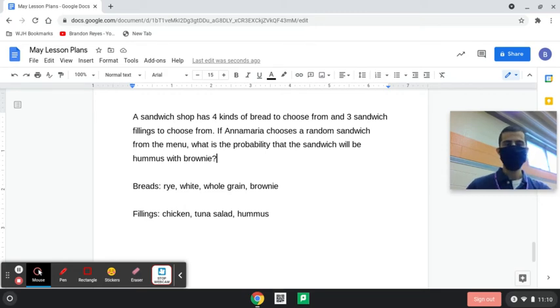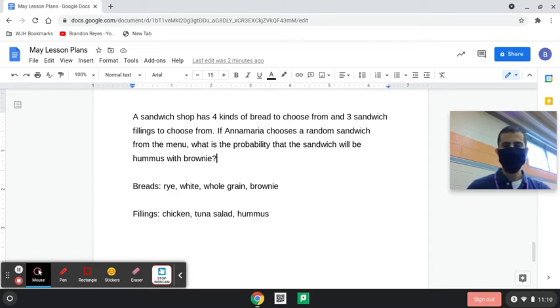So, a sandwich shop has four kinds of bread to choose from and three sandwich fillings to choose from. If Anna Marie chooses a random sandwich from the menu, what is the probability that the sandwich will be hummus with brownie, which is gross? So we had the four breads from our video the other day: rye, white, whole grain, and brownie. And the fillings are chicken, tuna salad, or hummus.